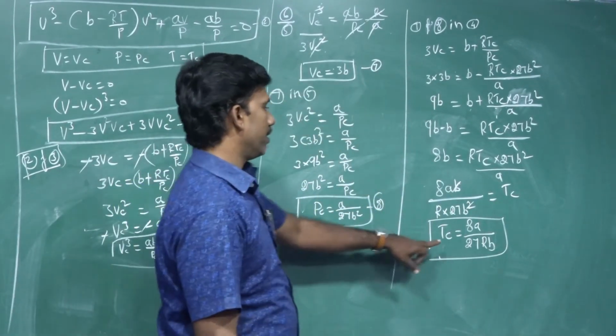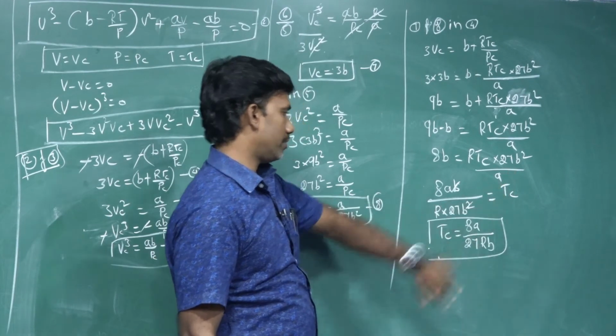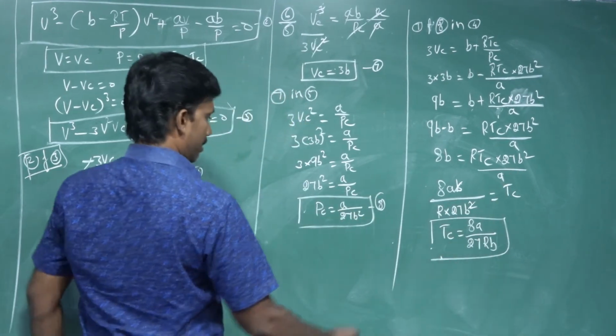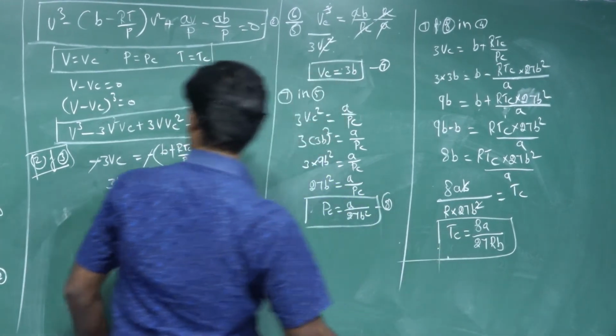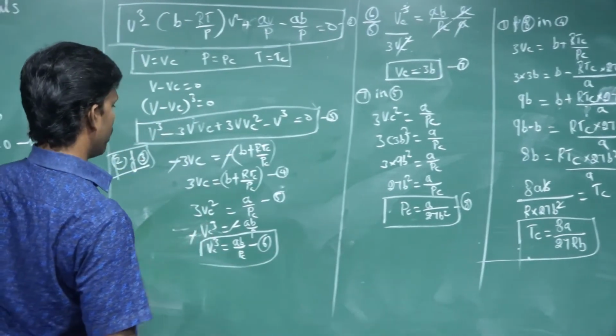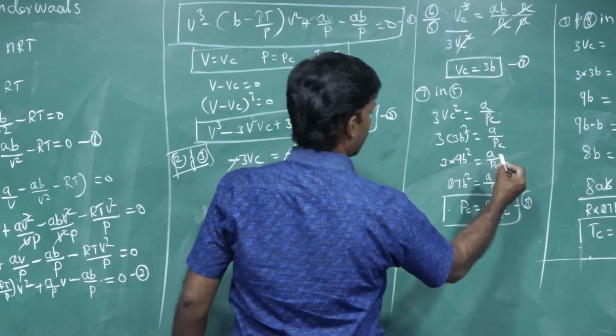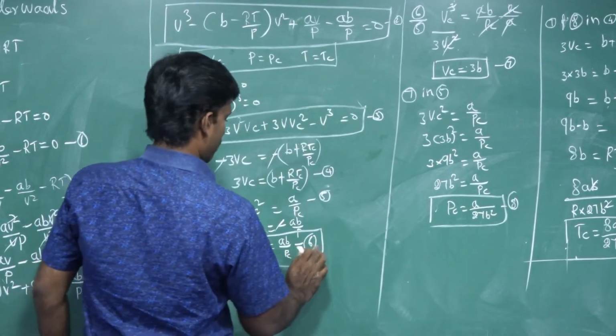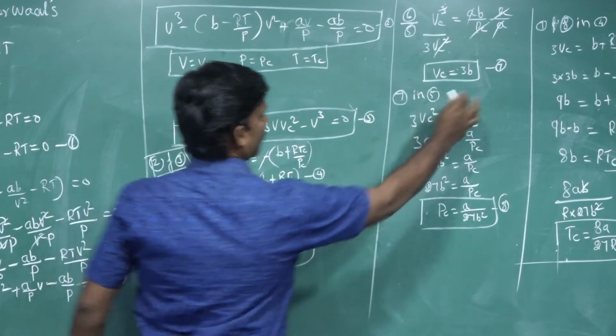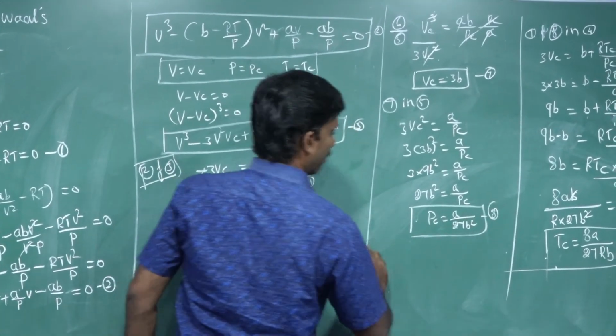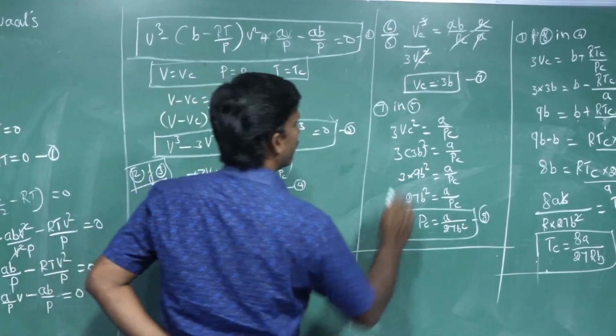Finally you got that TC value. TC equal to 8A by 27RB. From this you can calculate the A value and B value. Here also, by using this data, equations 4 and 5, 7 and 8, you can calculate the van der Waals constants A and B.